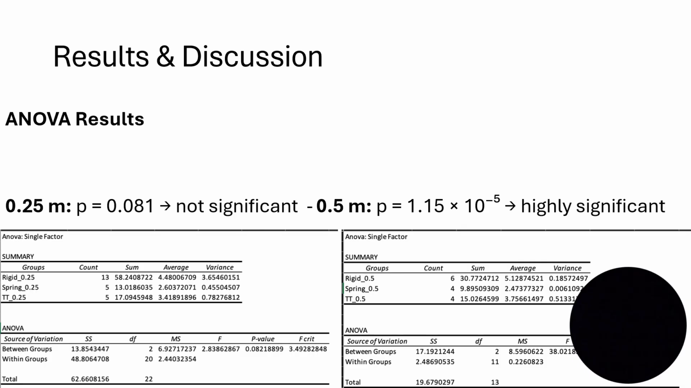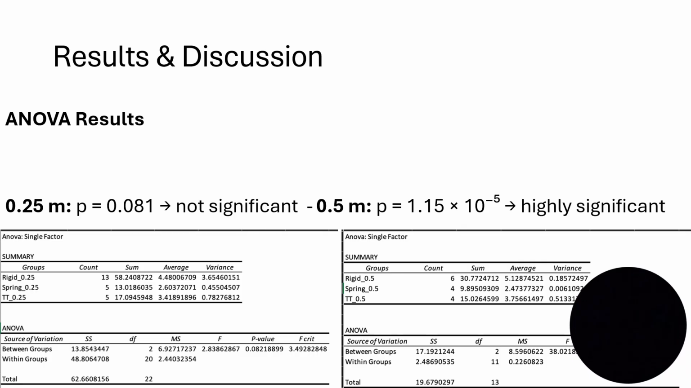The ANOVA results show different behavior at the two drop heights. At 0.25 meters, the p-value is 0.081, which is greater than 0.05, so the result is not statistically significant, and we fail to reject the null hypothesis. This indicates that at a lower impact energy, the designs do not differ significantly in mean RMS acceleration terms.